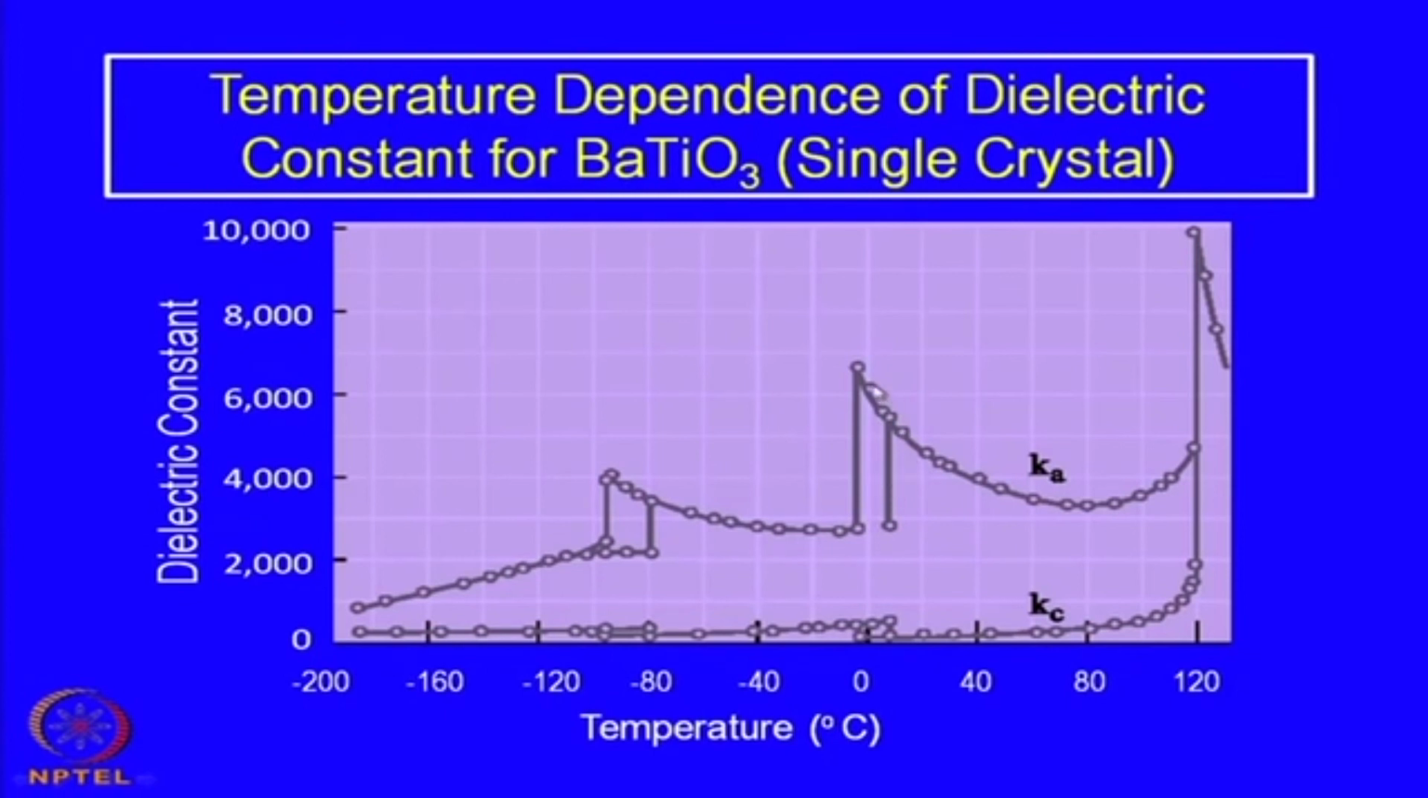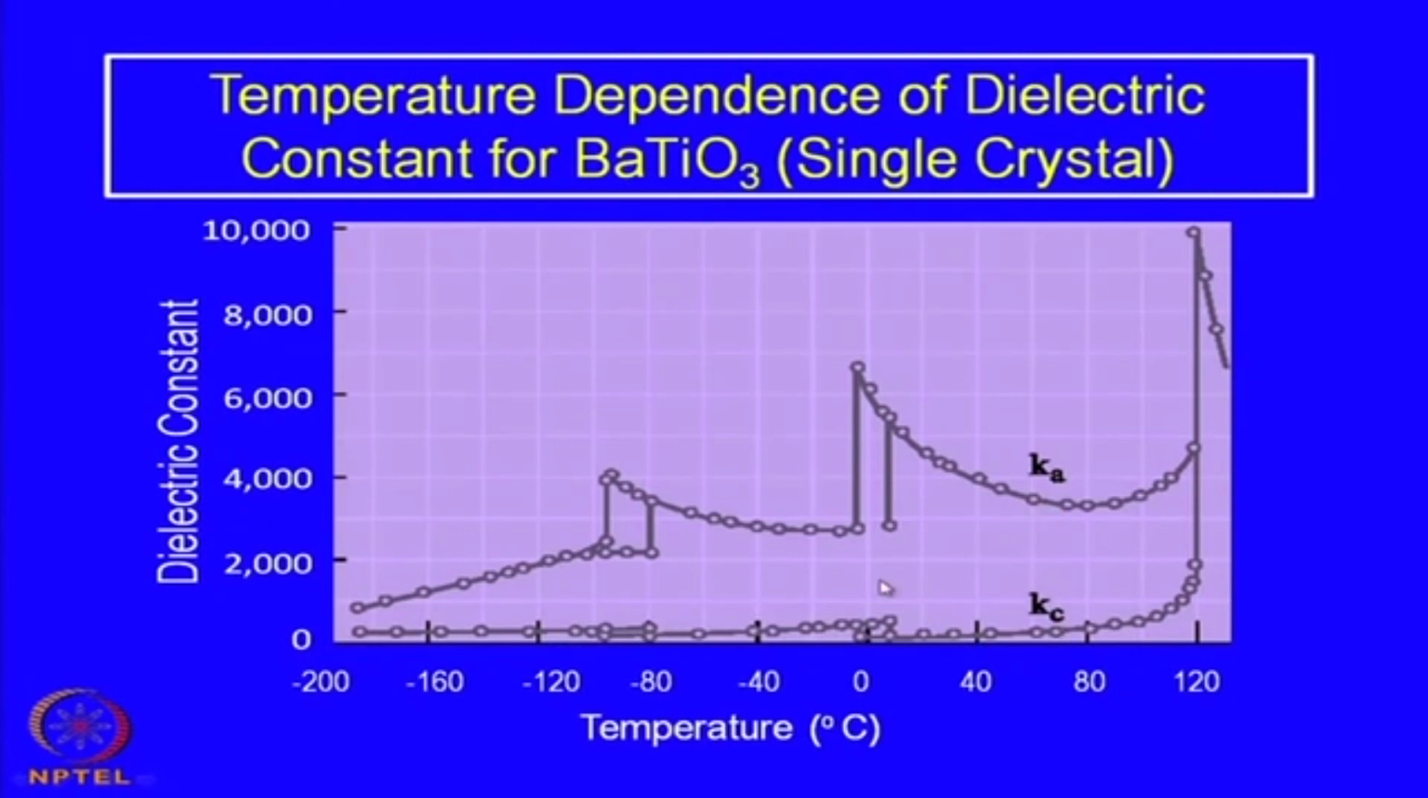There is a tremendous amount of anisotropy so far as the properties are concerned along the crystallographic directions. Sorry, this is along the C axis and this is along the A and B axes. So, the A and B axes are the same, whereas the C axis is different. The dielectric constant along the C axis is much smaller compared to that along the A and B axes. Okay. So, this is one of the more important observations.